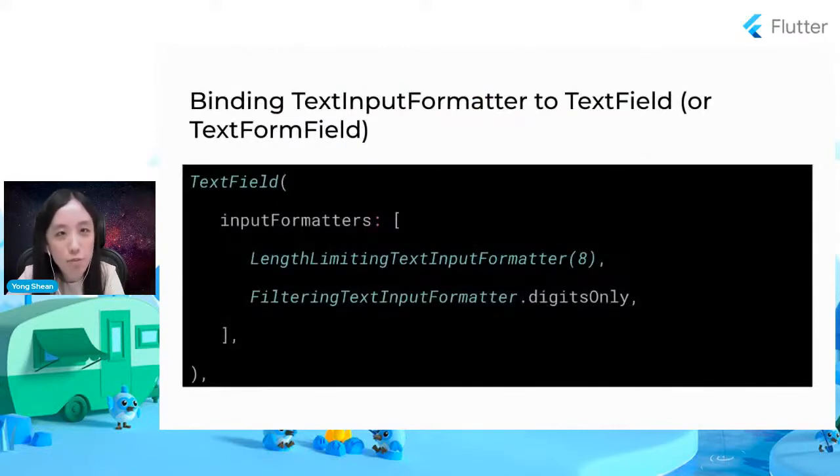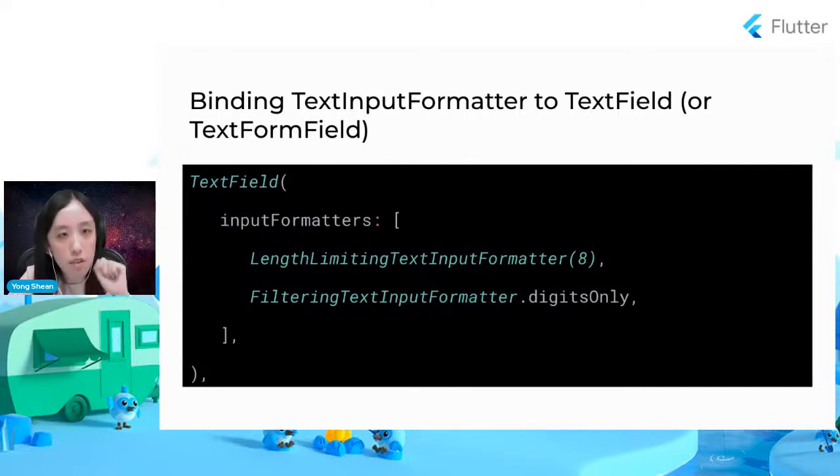And after you have prepared your text input formatters, where do you place them? It's very simple. You just have to throw your formatters into the inputFormatters list of the text field that you want to apply the formatters to, and that's it. And you can see here, you can throw in as many formatters as you like, but take note that the final result will be an intersection of all the input formatters in the list.